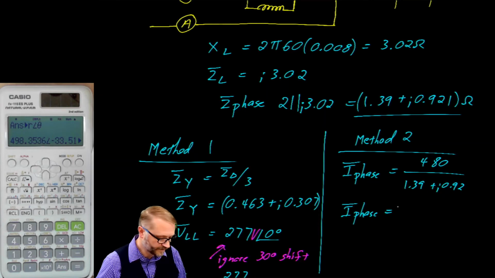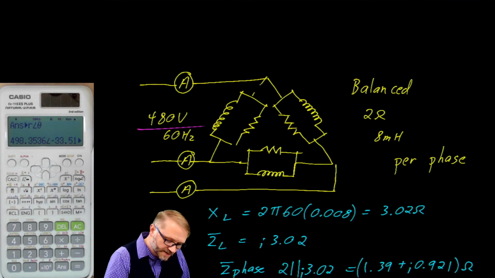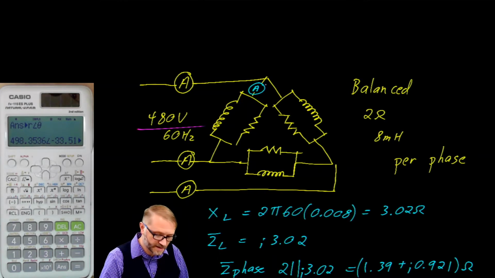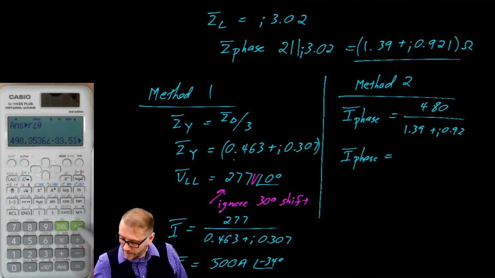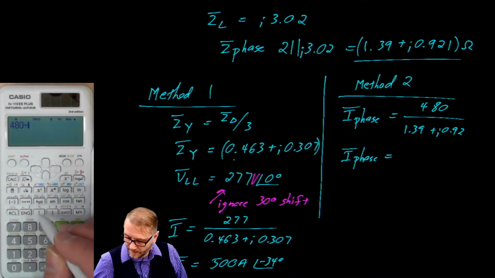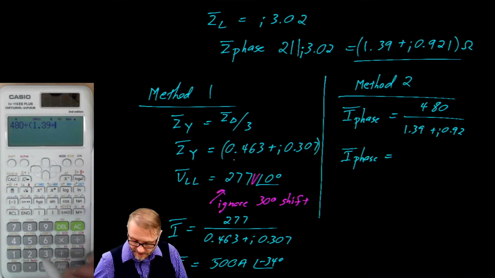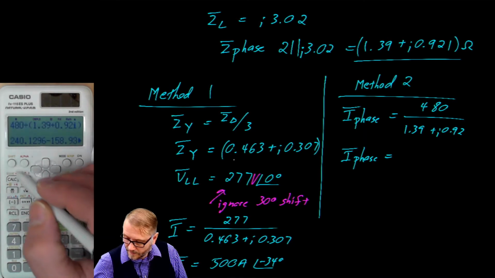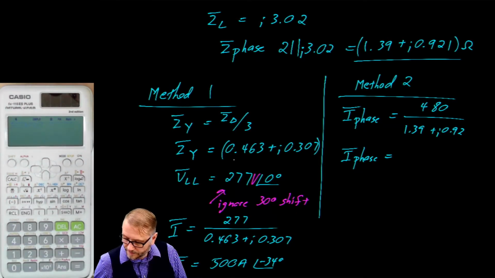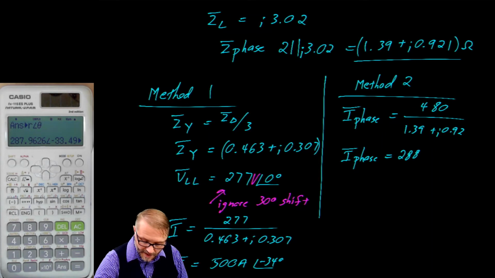So the current in a phase, and we've got to be careful here. That means this current meter right here, that is the current in a phase. And this is a current in another phase. All right. So that's 480 divided by 1.39 plus 0.92j gives a current of 288 amps at a phase angle of negative 34 degrees.